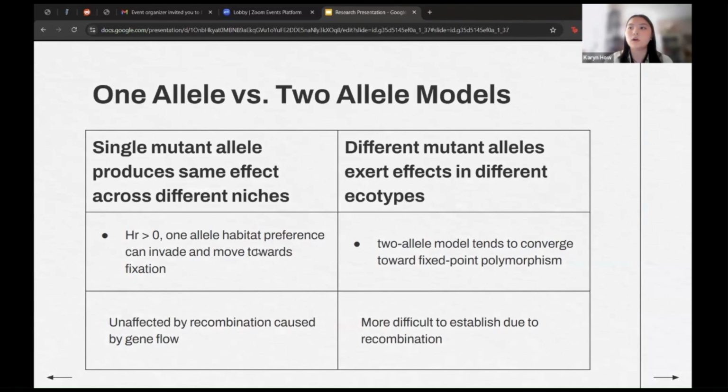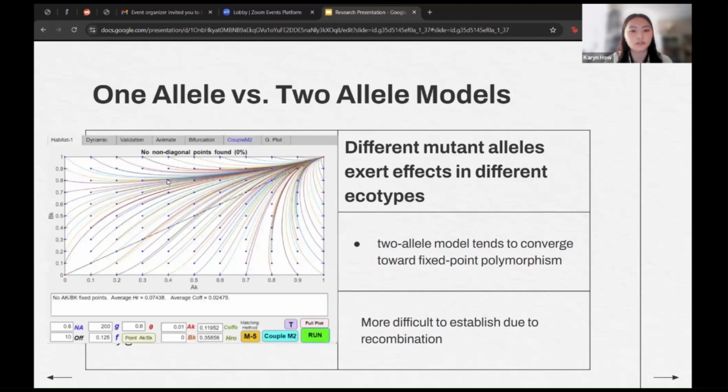Then to give you some background on what a one allele versus two allele model is: a one allele model focuses on a single mutant allele that produces the same effect across different niches. So we only introduce one allele. When the hybrid ratio is greater than 0, the one allele habitat preference barrier is able to invade and move towards fixation, and it's unaffected by recombination, which we found can be caused by gene flow. Here's a phase portrait of what a one allele model looks like. As you can see, these starting generations are all moving towards a fixed point established by this one allele.